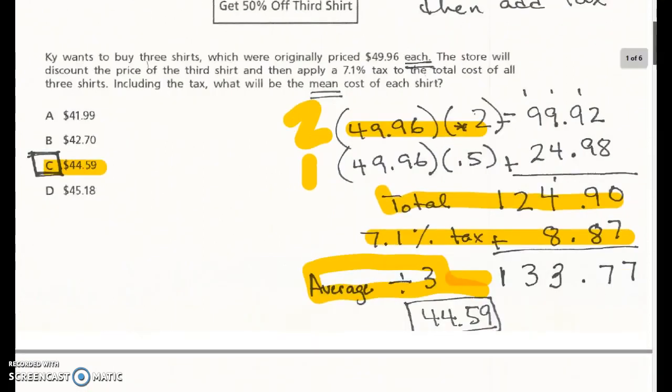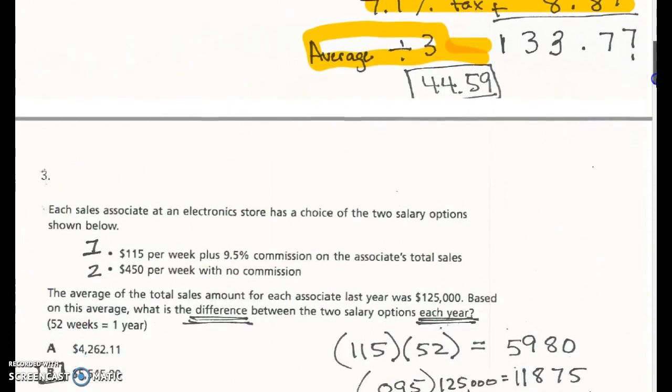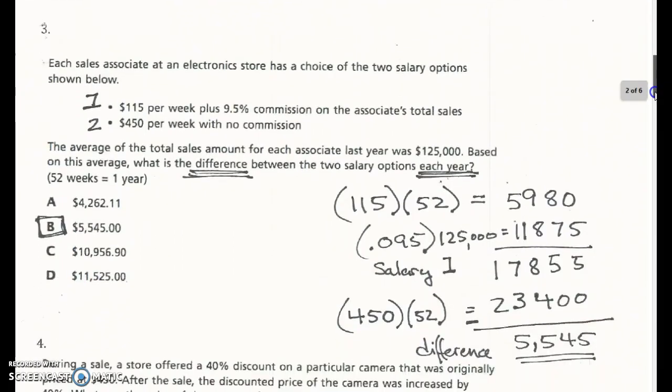Question number 3. Two sales associates earn different amounts. One gets a commission, one doesn't. My first person gets $150 per week, plus 9.5% commission on their sales. Employee number 2 gets $450 a week, a whole lot more, but they don't get any commission at all. So let's look at what that looks like.